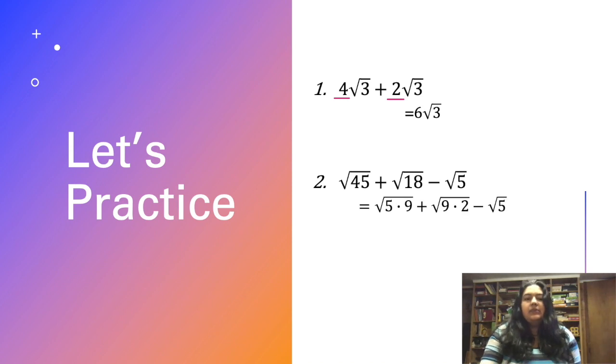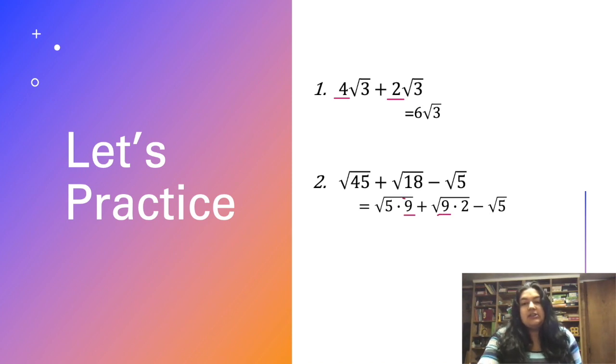Easy peasy. So number 2 is looking at the square root of 45 plus the square root of 18 minus the square root of 5. So we can see that they have the same index, but they do not have the same radicand. So let's try to simplify it and see if we can find some like radicals. So 45 is just 5 times 9, and 18 is 9 times 2. So I just went ahead and wrote that out because I can use the product property of radicals and pull out these 9s. Okay, they don't have to be in there anymore.